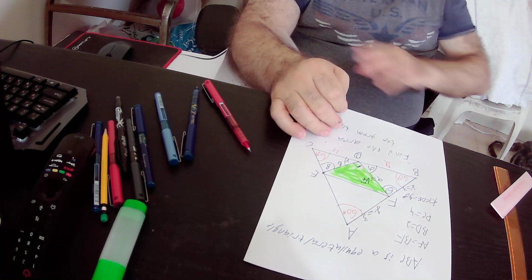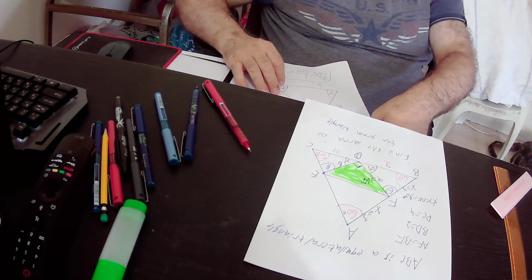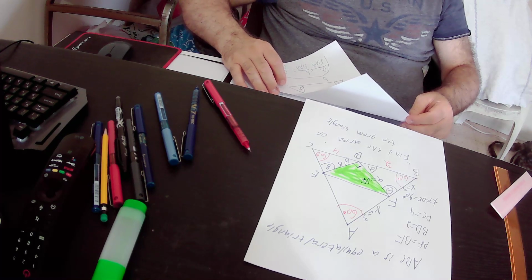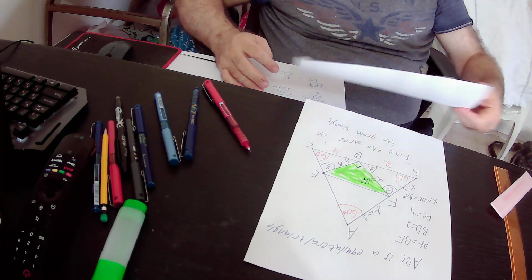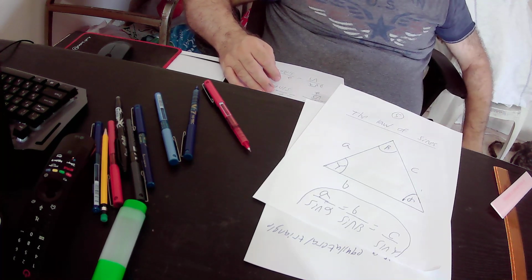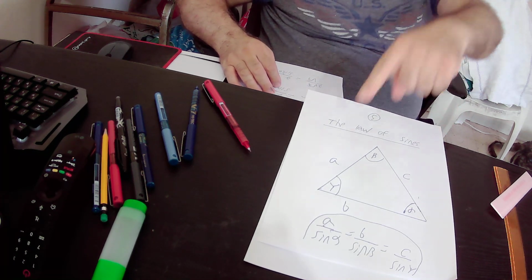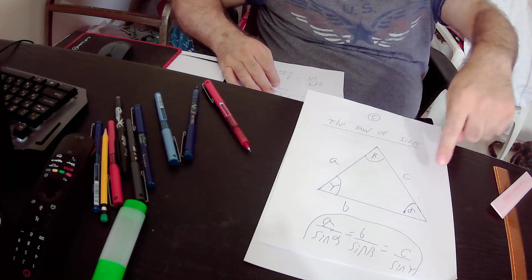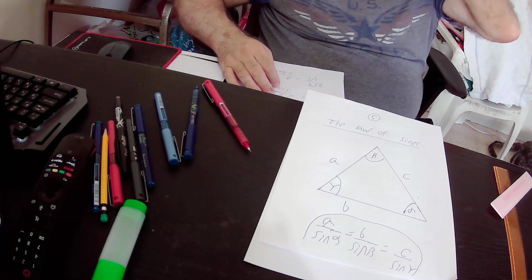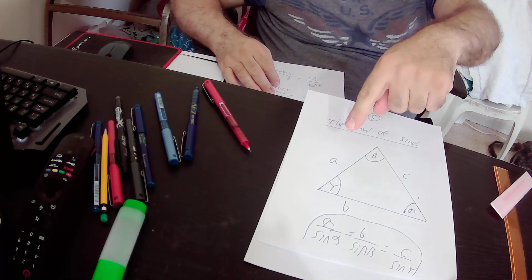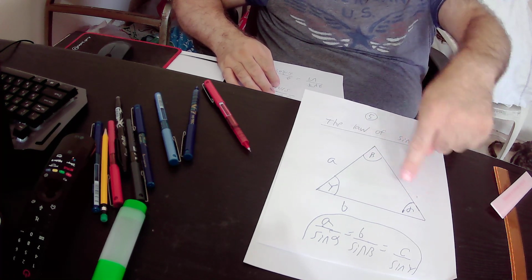Okay, then we actually implemented the law of sines in order to find out the value of sine theta. The law of sines states that in any triangle, if this is side A, this is side B, and this is side C, this is angle alpha, this is angle beta, and this is angle gamma, then A over sine alpha equals B over sine beta equals C over sine gamma.